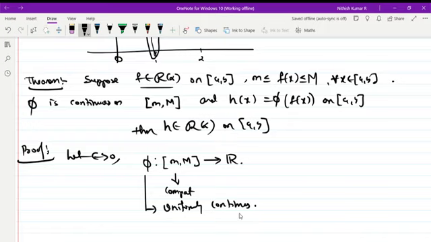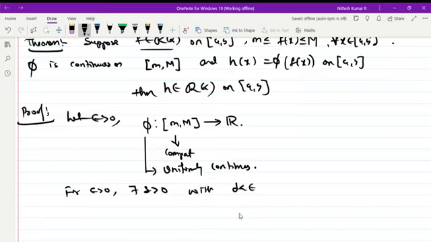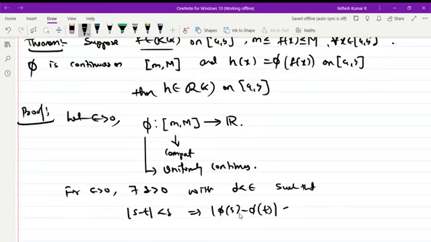So for epsilon greater than 0, there exists delta greater than 0 with delta less than epsilon, such that modulus of s minus t less than delta implies modulus of phi of s minus phi of t is less than epsilon, using the uniform continuity of phi.